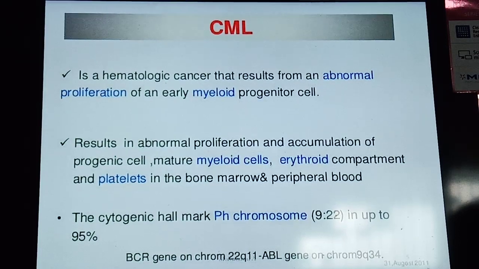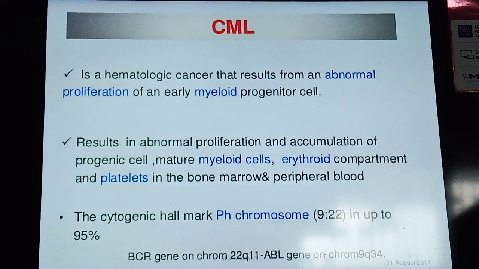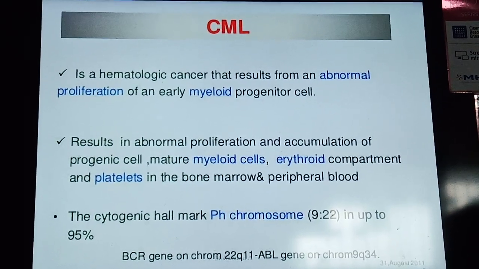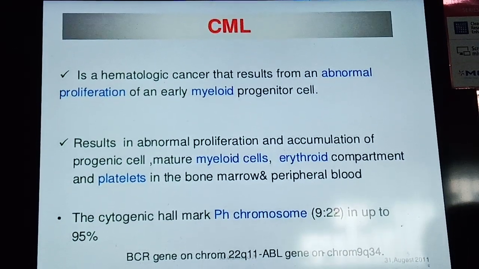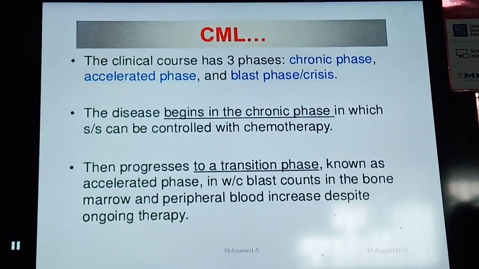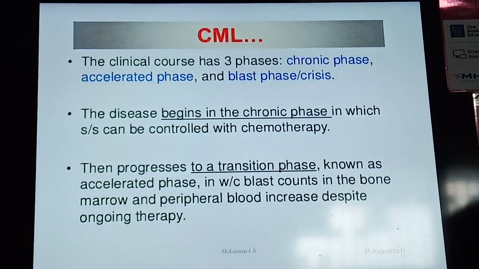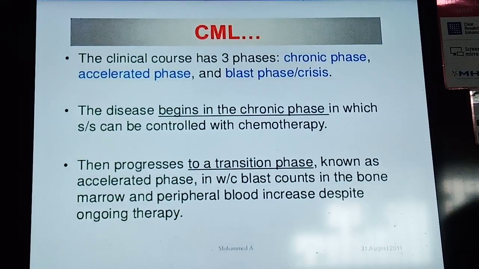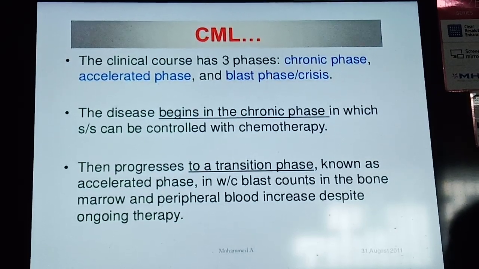The cytogenetic hallmark of chronic myeloid leukemia is the Ph chromosome, that is the Philadelphia chromosome. A translocation occurs between chromosomes 9 and 22 in up to 95% of the cases. The clinical course of CML usually occurs in three phases: one is the chronic phase, another is the accelerated phase, and the other is the blast phase or blast crisis. The most common is the chronic phase.